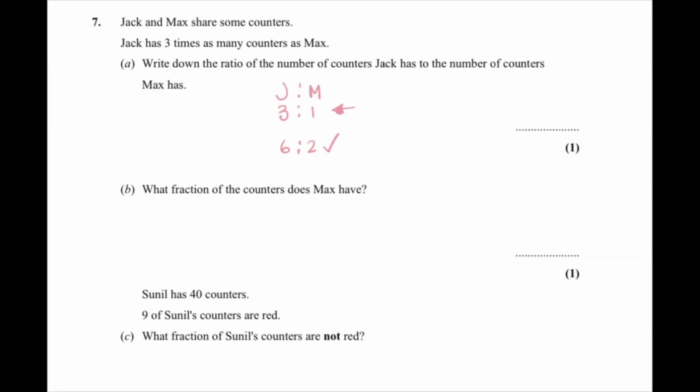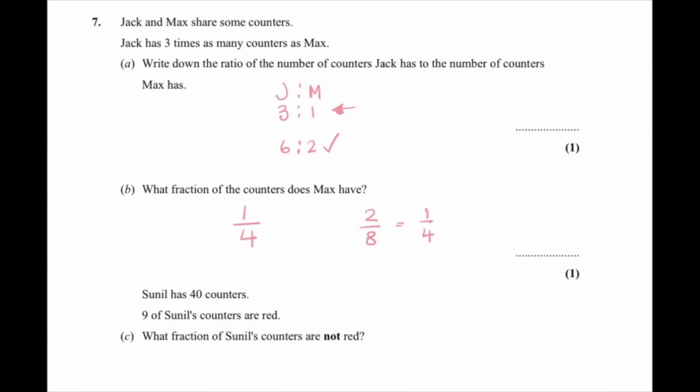Now, what fraction of the counters does Max have? So Max has got 1, and when Jack has 3, that means between them there's a total of 4, and that is why it is out of 4. Now, again, if you did an alternative, you may have done, say, 2 out of 8. Here, I would really encourage you to cancel. To be honest, I would encourage simplest form throughout because it's going to guarantee 100% the mark. We're not taking any risks.